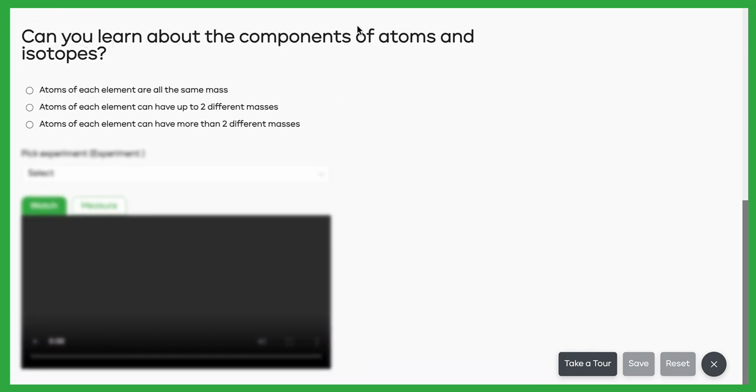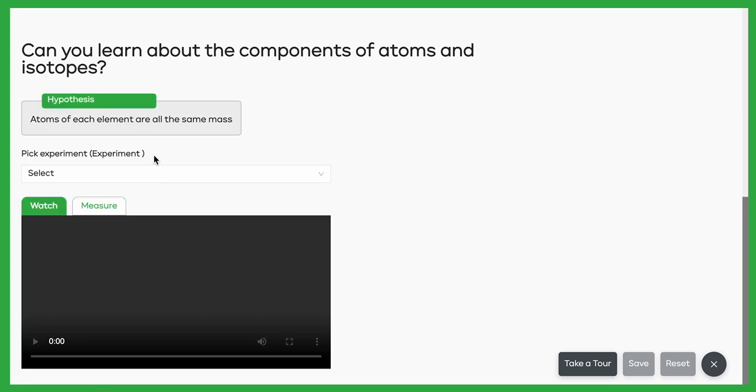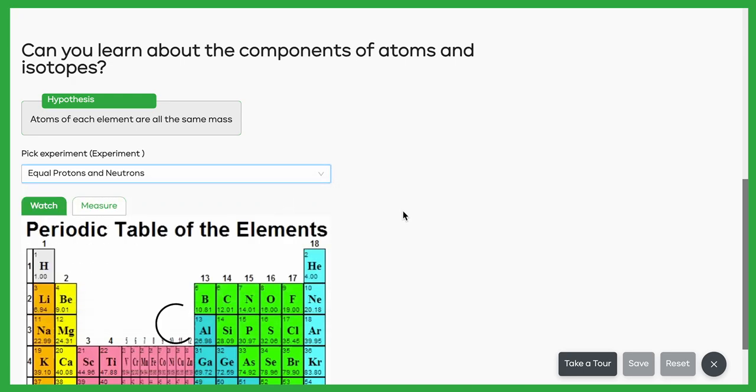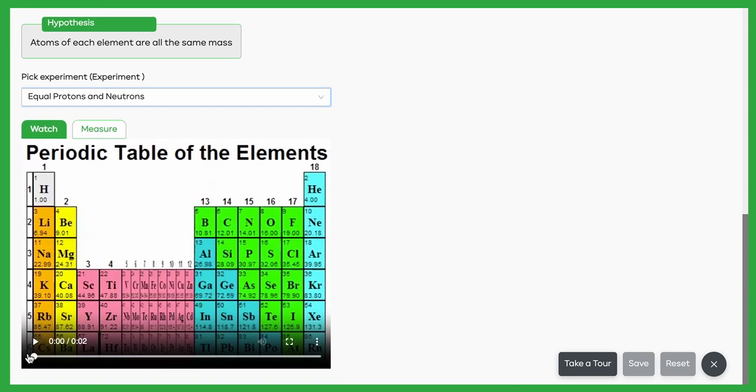So can you learn about the components of atoms and isotopes? First, pick a hypothesis you'd like to test. So will atoms always have the same mass? Can they have two different masses, or can they have more than two masses? I'm just going to pick one at random to show you how it works. Let's go ahead and do this first one: equal protons and neutrons.